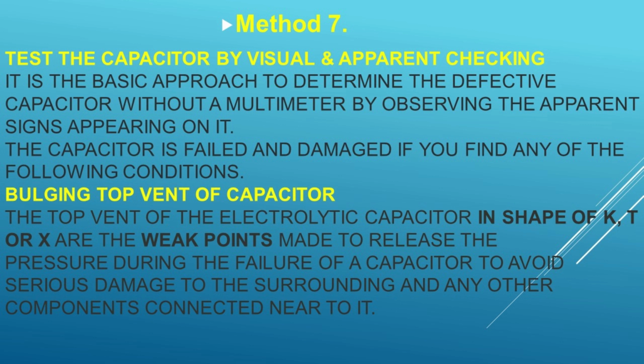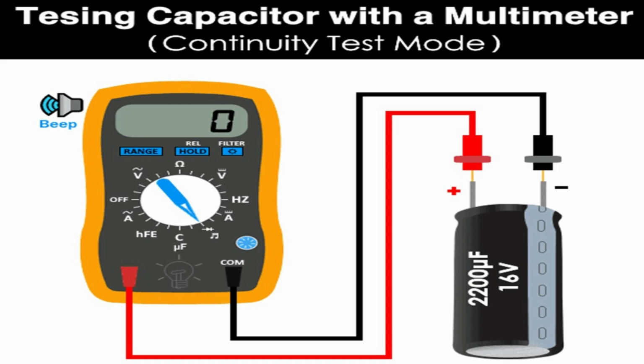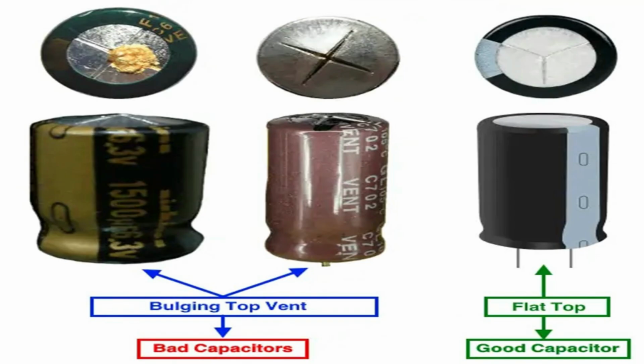Now, use the time constant formula tau equals RC for measuring the capacitance, i.e. C equals tau / R. C equals 4.7 seconds / 10 k ohms. C equals 0.47 mF equals 470 μF.